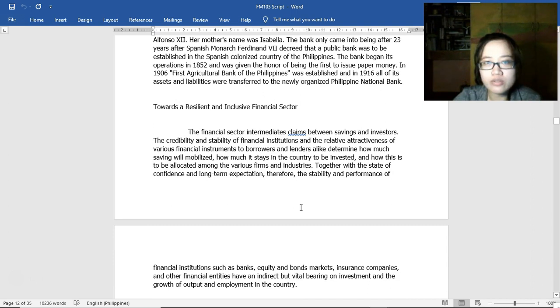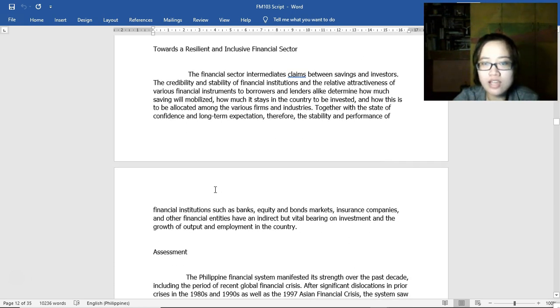Towards a resilient and inclusive financial sector: the financial sector intermediates claims between savings and investors. The credibility and stability of financial institutions, and the relative attractiveness of various financial instruments to borrowers and lenders alike, determine how much saving will be mobilized, how much stays in the country to be invested, and how this is to be allocated among the various firms and industries. Together with the state of confidence and long-term expectation, therefore, the stability and performance of financial institutions such as banks, equity and bonds markets, insurance companies, and other financial entities have an indirect but vital bearing on investment and the growth of output and employment in the country.